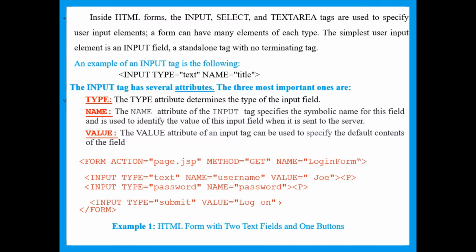Next attribute is the value attribute. The value attribute of an input tag can be used for a text or password field to specify the default contents of the field. For submit and reset buttons, value determines the label of the button. Consider an example of an HTML page which has two fields and one button. When the button is submitted, the values of the name and the password will be transferred to the JSP page. Here the form tag has been used.